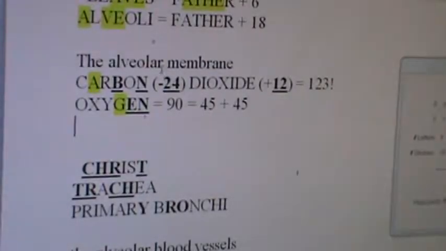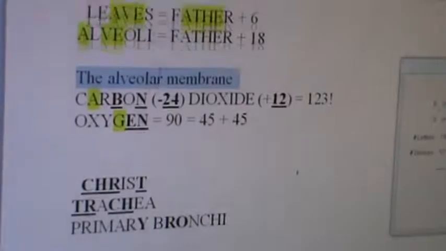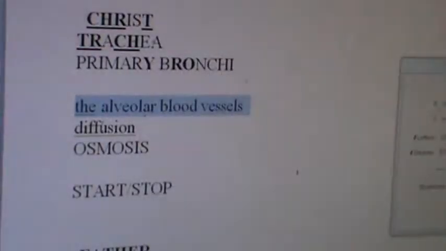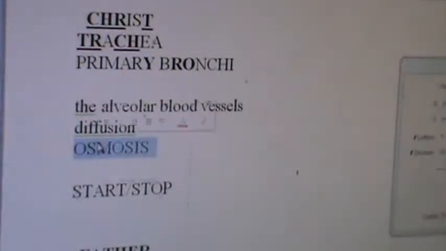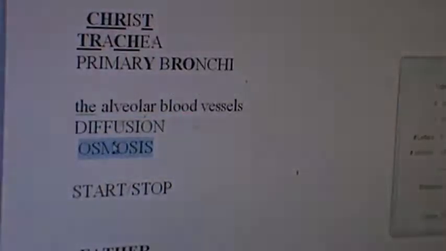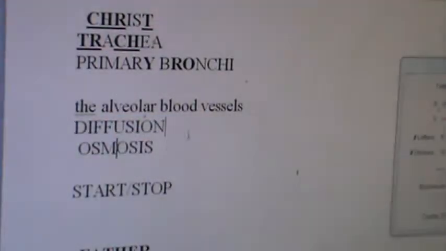And so all these other terms that were +1 as I was parsing: the alveolar membrane, the alveolar blood vessels, diffusion, osmosis. How does oxygen exchange for carbon dioxide? Oh, diffusion, also known as osmosis. And very parallel words often differ by 6s. So these are both +1 for Father, and they differ by 6, 103 and 109.